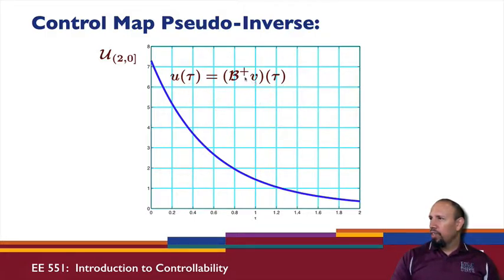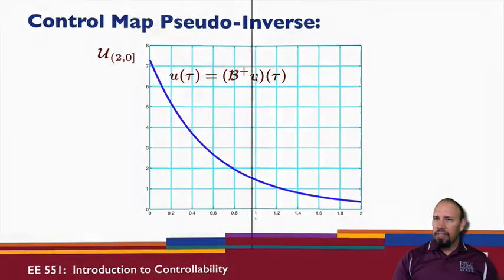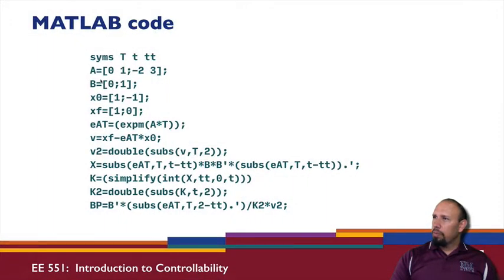So this is the control signal from time 0 to 2, and it's given by the pseudo-inverse operating on the vector v, where the vector v takes into account the initial state, the final state. So if you're wondering how to compute all of this stuff, here is how you would compute all of that stuff. So I use the symbolic math toolbox. I define these variables. I take e to the At, and here's v. So as complicated as it looked to compute, it's not actually that complicated.